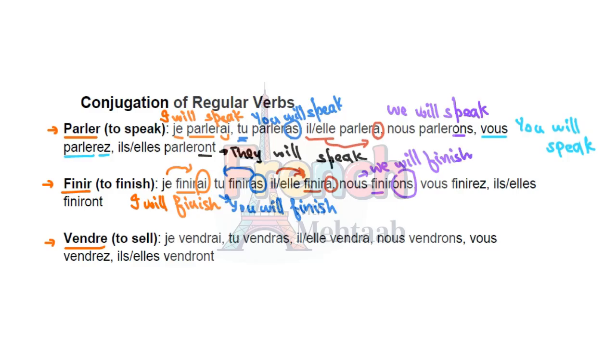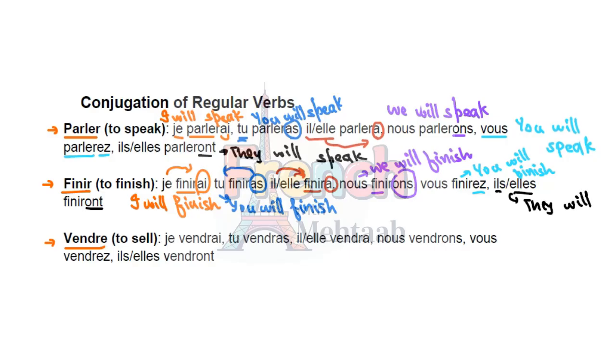Then the subject is vous. With vous, we take the verb in the infinitive form, then we add -ez at the end. Vous finirez. You will finish. Now, with they as plural, if this is ils or elles, we simply add -ont to the regular infinitive form of the -ir ending verb. So, ils finiront or elles finiront. It means they will finish.